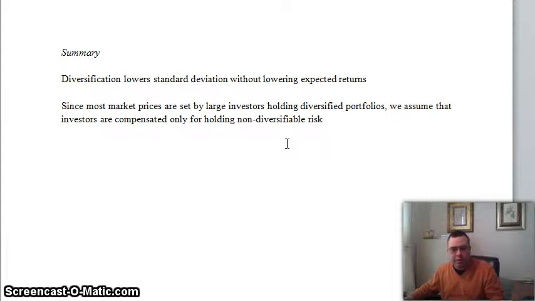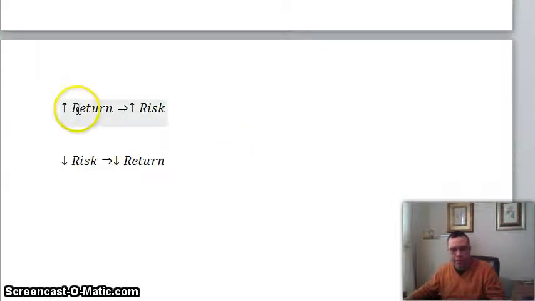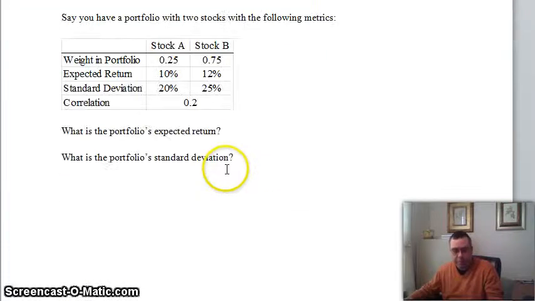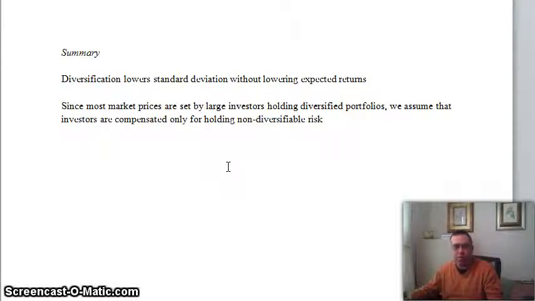It's a one-sided relationship. I wrote it up here in the notes, way up here, sorry, where more return means you have to take more risk, but you can't flip that around. If you take more risk, that doesn't necessarily mean you get more return, because there's only certain risks that you actually get compensated for. The only risks you get compensated for are ones that can't be diversified away. The large institutional investors who set market prices hold well-diversified portfolios, so they set prices based on the risk that they are taking. If you go out and buy an individual stock, you're actually taking quite a bit more risk than they are because you're not getting any diversification benefits.